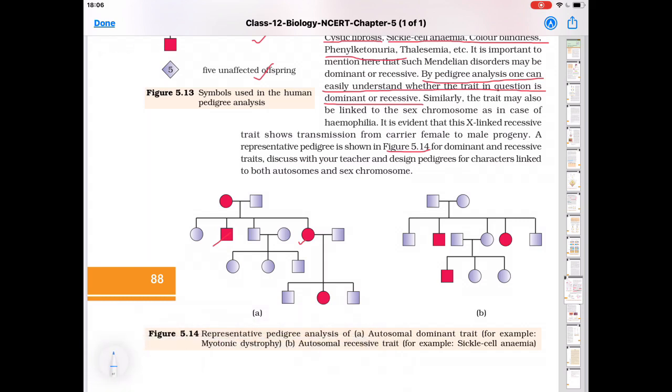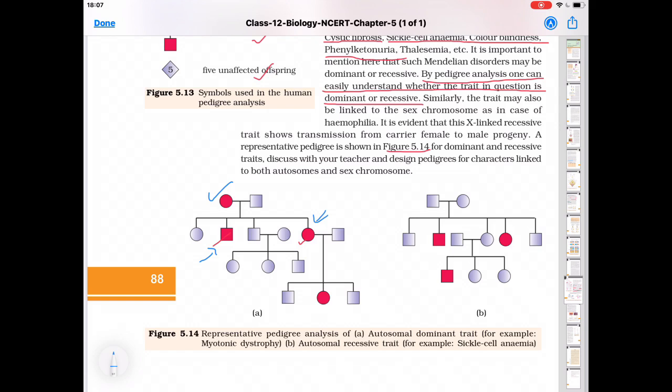Sex-linked means it occurs in only one sex, mainly in males. Because the disease occurs in both the male as well as the female, this is an autosomal trait. From this cross, it is clear that it is an autosomal trait, and it is a dominant trait. Why is it dominant? Because it is present in the mother and then it comes into the progeny. So it is an autosomal dominant trait.